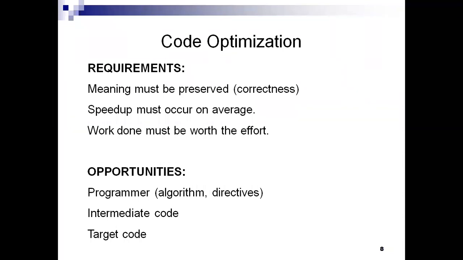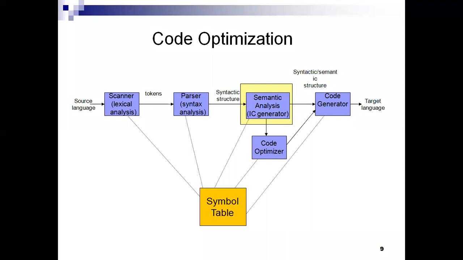Programmers and compilers, right? Programmers means in the form of the algorithm or in the form of directives. I am taking an input, or from the intermediate code in the form of an intermediate language, or the target code, right? These are the requirements and the opportunities. What I need and what I have. And this is the role of code optimization.